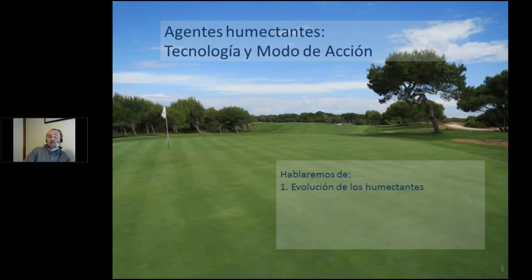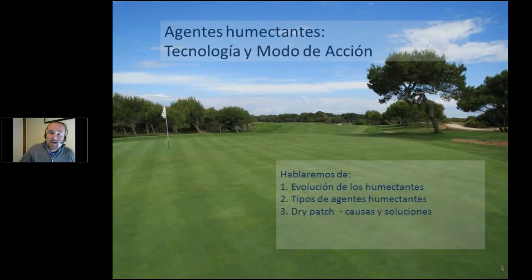We're going to cover the background of surfactants. We shall talk a little bit about the types of wetting agents that are available. We'll also cover a little bit of information about dry patch or localized dry spot, the causes and solutions we have for that. I'll talk a little bit about dew dispersants towards the end, and then hopefully we'll have time for some questions. Perhaps in all, 30 or 40 minutes, hopefully, of information for you.